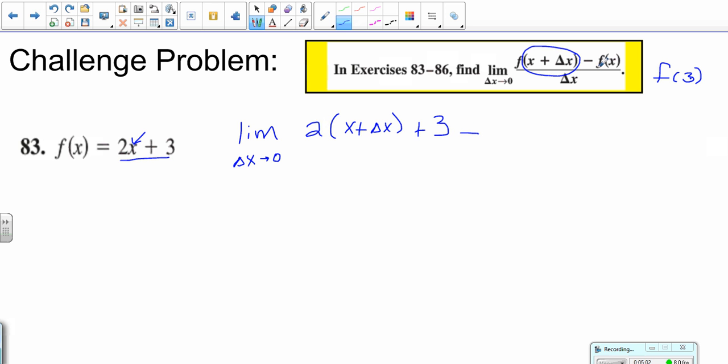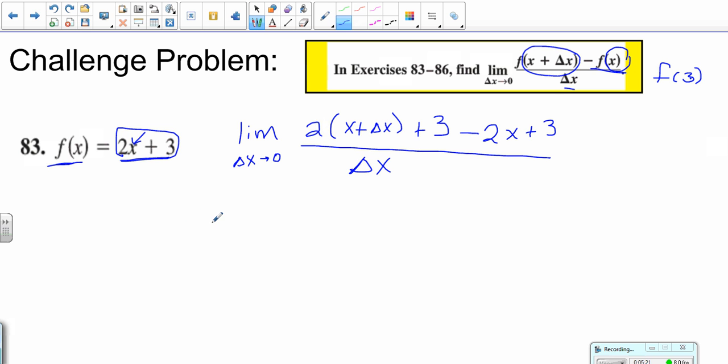Minus, now take the function and just evaluate it at x. Well, that is what this is doing, isn't it? So that is exactly what I need to write. So I've got minus 2x plus 3, there's my numerator, all over delta x.